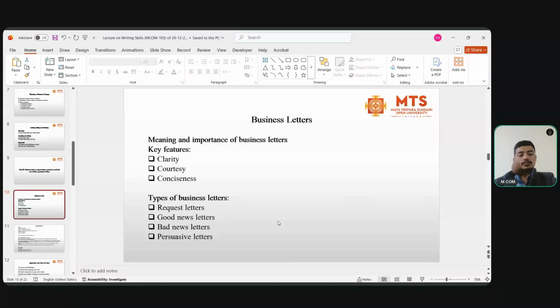Okay, so each letter type requires a different tone and approach. Understanding this helps you write effective business letters for different situations. Now we move to the next slides.